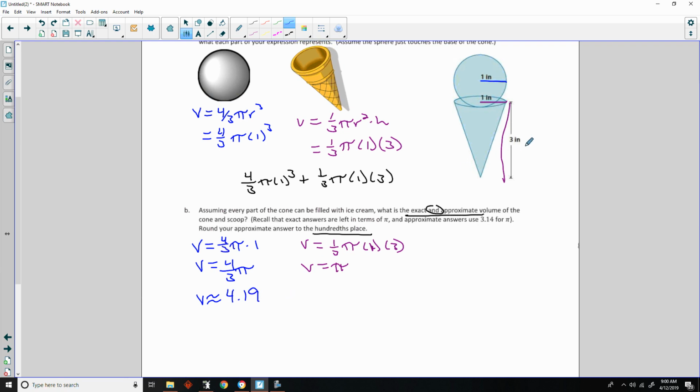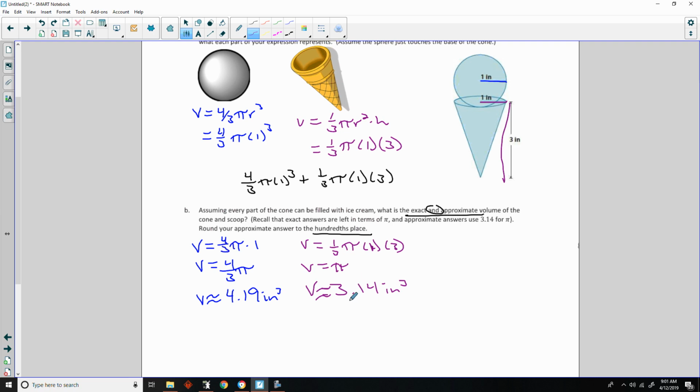And it is inches cubed, cubic inches. Okay, there's the approximation of the ice cream scoop. Now we're going to do the approximation of the ice cream that's in the cone. And that's going to be just simply pi, well, that is 3.14 inches cubed. Pi is 3.14. Okay, so there's our approximations.